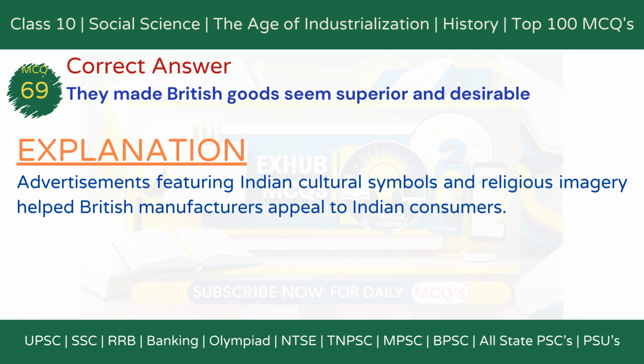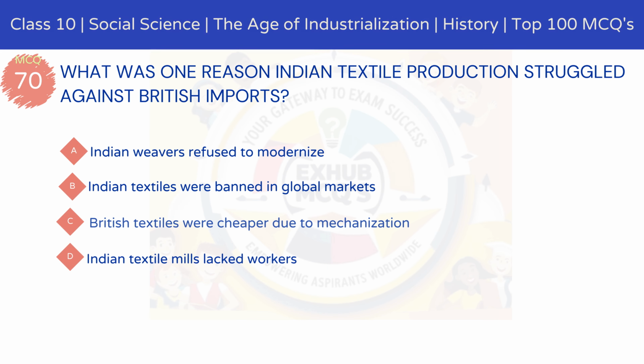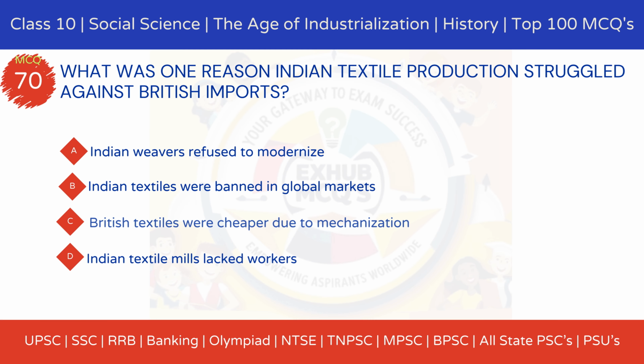The correct answer is option B. They made British goods seem superior and desirable. Explanation: Advertisements featuring Indian cultural symbols and religious imagery helped British manufacturers appeal to Indian consumers. MC 70. What was one reason Indian textile production struggled against British imports?